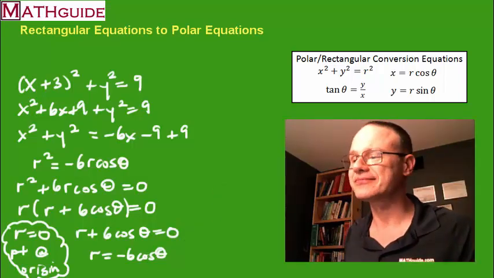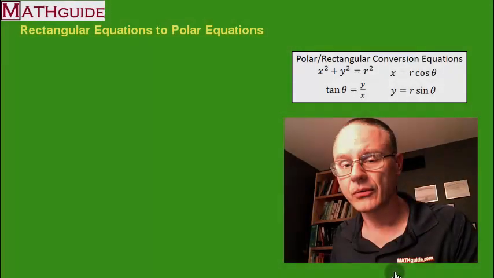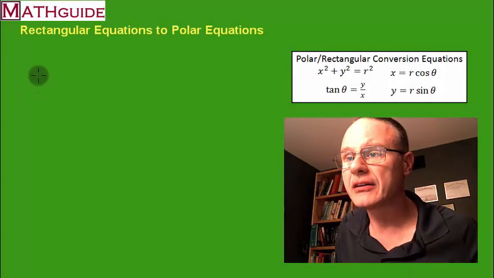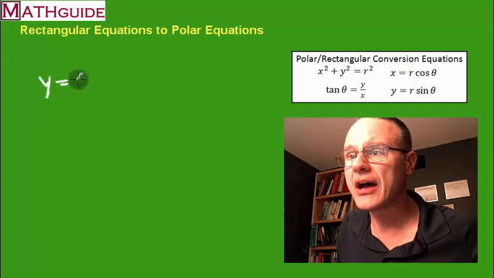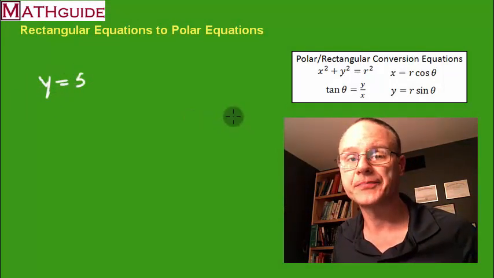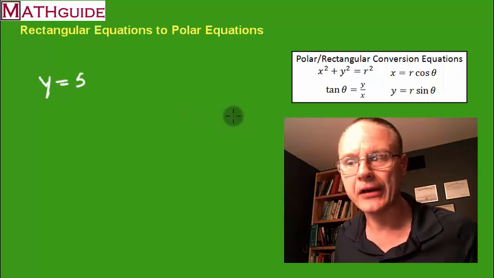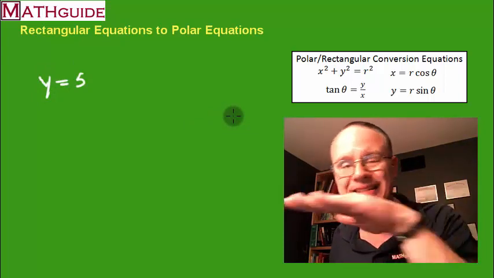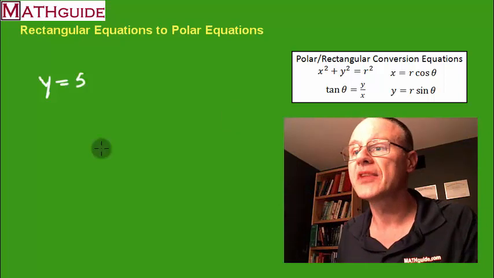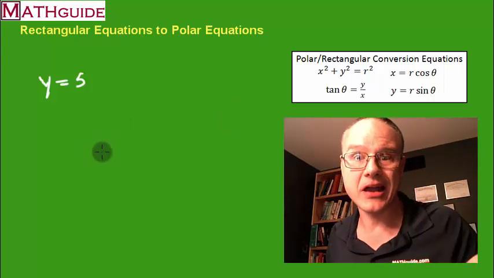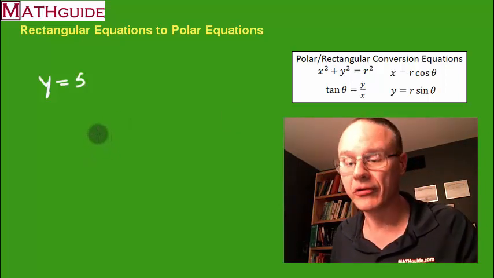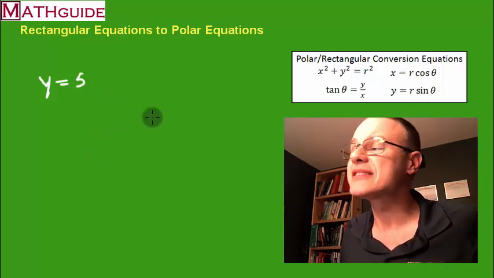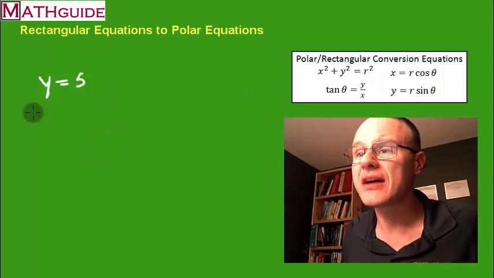Okay, let's go on to another example. Let's take a look at a line. Let's say we were to start with the line y equals 5. Is it vertical or is it horizontal? Well, if it's y equals something, it's definitely going to be horizontal. So what does a horizontal line look like in polar form? All right, well, let's see. What's y equal to? y is r sine theta.